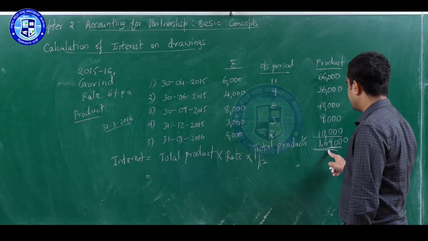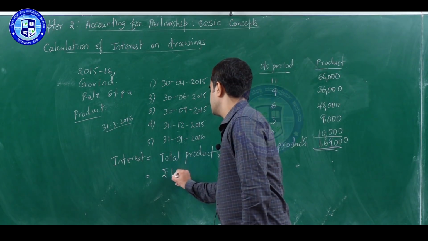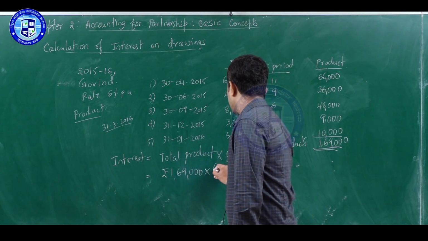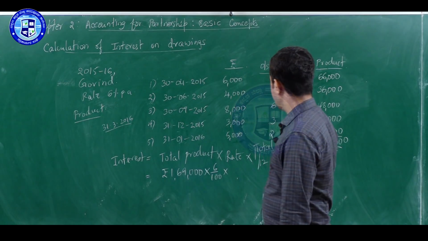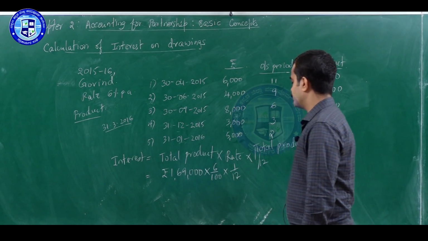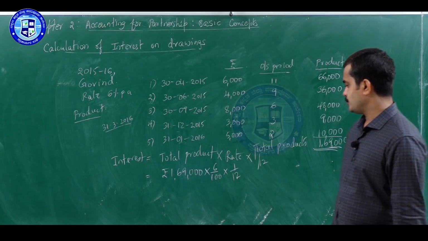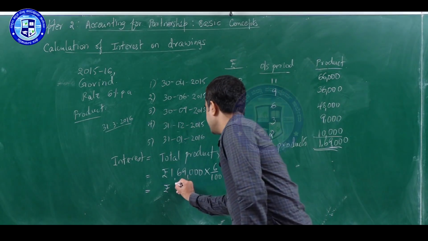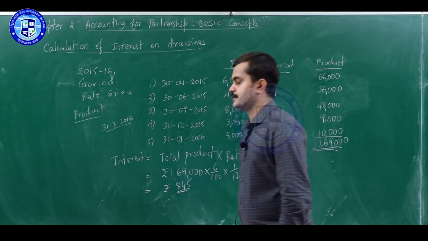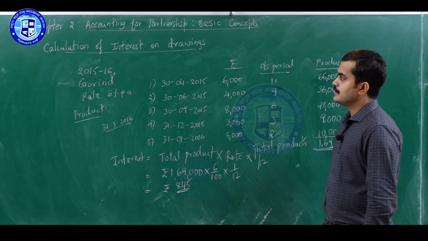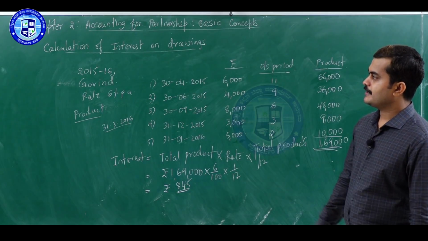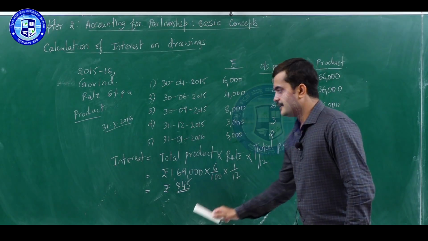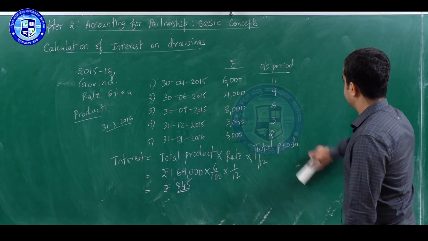Total product 1,69,000 into rate of interest, which is given here as 6 by 100, that is 6%, into 1 month of outstanding period, that is 1 by 12, and the answer comes to 845 rupees. So, this is how the product method is applied to find out interest on drawings easily when varying amounts are withdrawn at different intervals.